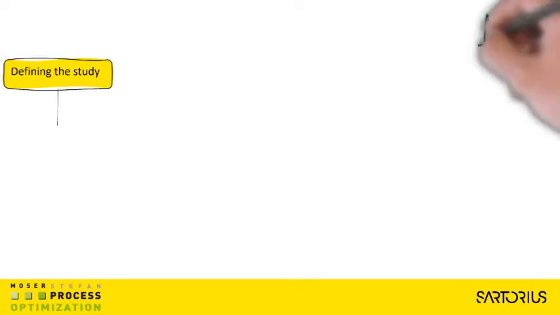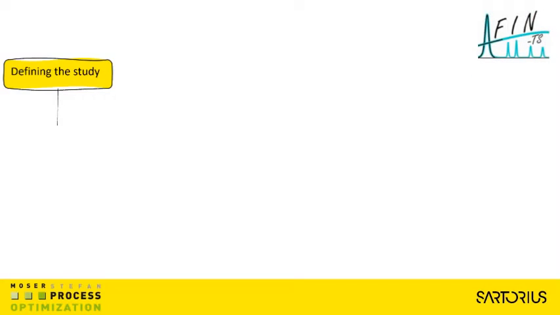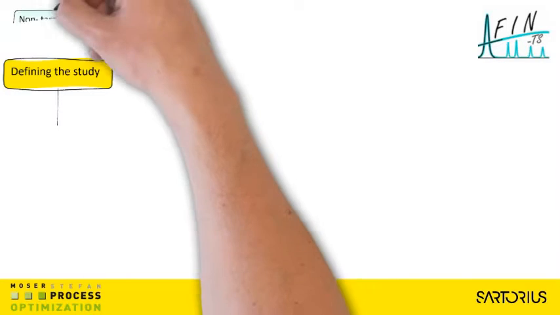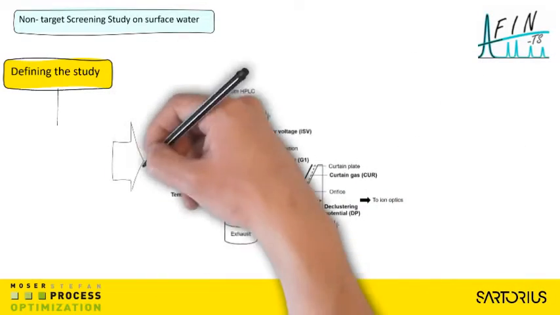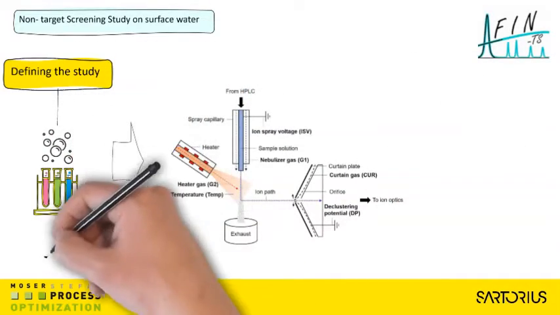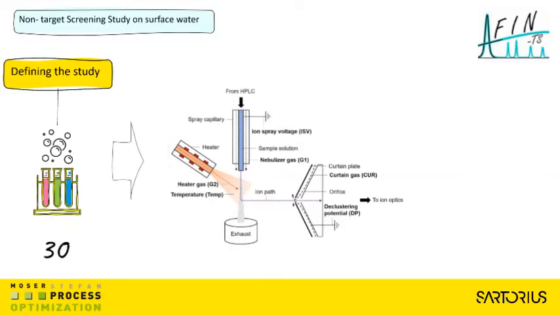Let's take a look at a specific project that I did with Thomas Netzel from AFNTS. In this project, we supported a customer in the area of non-target screening. Our task was to develop a test method capable of detecting 30 anthropogenic substances that possibly occur in surface waters such as rivers or lakes.